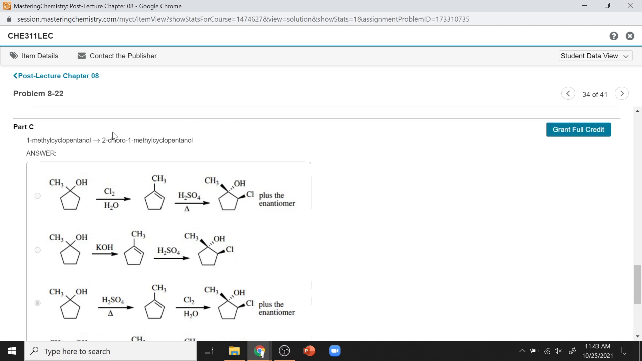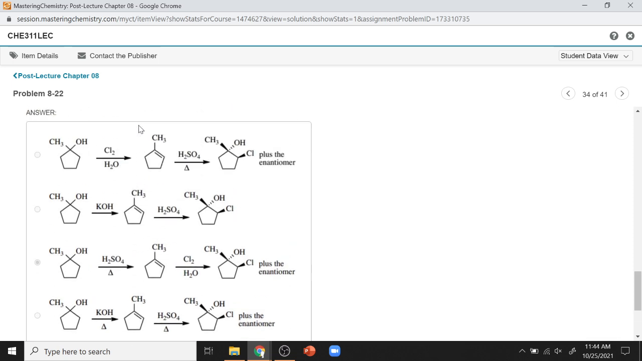1-methylcyclopentanol to 2-chloro-1-methylcyclopentanol. Okay, so again, we're going to have to add some groups across this. That means we're going to have to probably do some form of elimination, aren't we? Because you won't be able to get two more groups onto this with a substitution, and we can't do an addition yet, can we? Also, you don't really have any choices. Again, it always gives you the elimination product here, doesn't it? So what we're really looking for is what would give us that elimination, right?